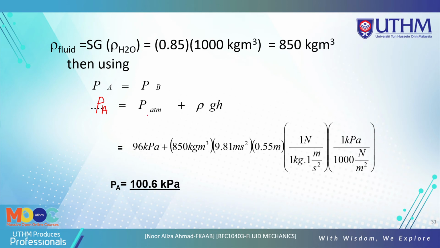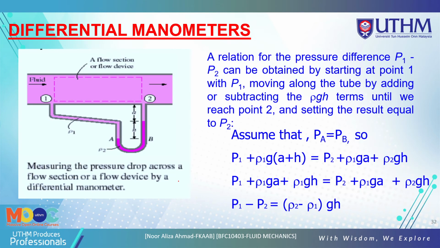So you just put the value of P atmosphere, and put the density of the fluid here, 0.85 times 1000, so we get the density of this fluid, times 9.81 and times the height H, converted to meters. You just use this unit to convert Newton per meter square to kilopascal. Because the atmosphere is in kilopascal, you get the pressure at A is 100.6 kilopascal. So this is the solution for that manometer.